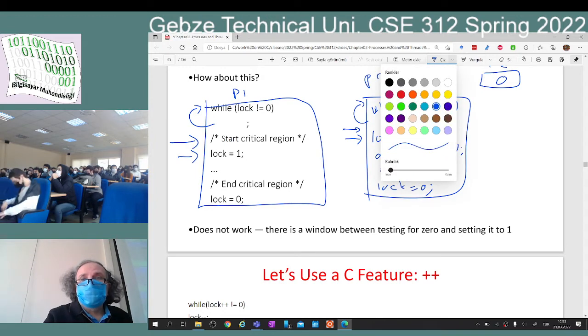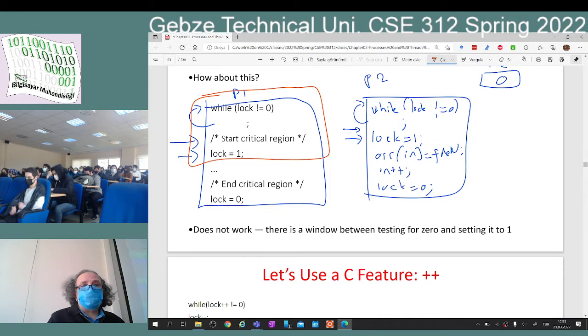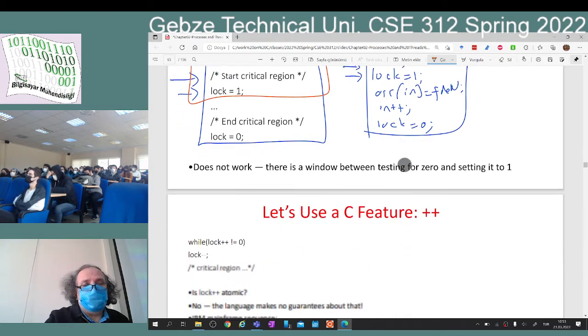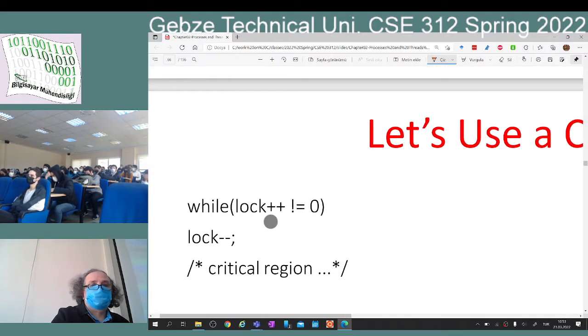I have these two lines. There must be a way of executing these two lines at the same time without any interruption. So, okay, somebody smart came up with this idea. Why don't I do this? Is this a good idea? So it is trying to do this.